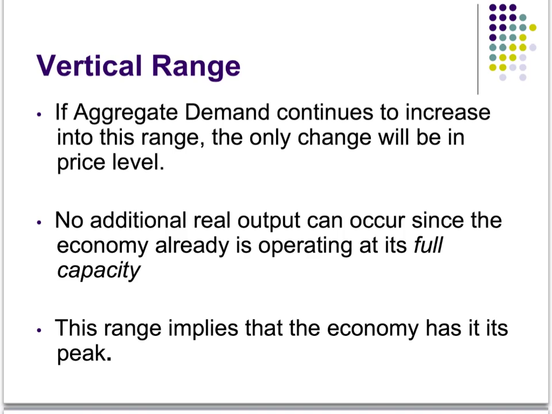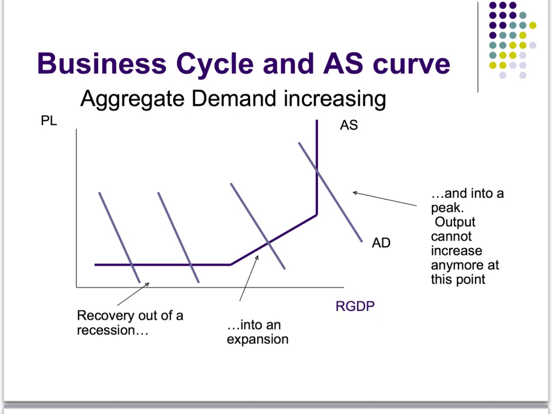and bring the price level and inflation down. So if we move from left to right, showing the aggregate demand curve as it intersects with the aggregate supply curve in the three phases, we start with recovery out of a recession, eventually hitting expansion, and then if aggregate demand continues to increase, it eventually hits the peak. Output cannot increase anymore at this point. We're only moving up and down in terms of price level.